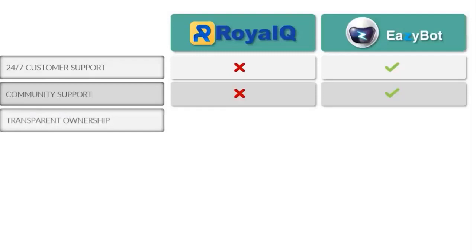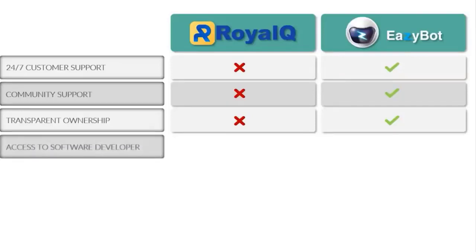Another big deciding factor, especially in the context of sharing a crypto trading bot with others, is transparent ownership of who is actually behind the company. With Royalq, it remains anonymous. However, with Easybot, they're fully transparent out in the open for everyone to see. For me, in terms of trust in the longevity and sustainability of a company, I like to have the owners out in front where they can be held accountable for their actions, whereas with Royalq, we don't know who's behind the company. In terms of access to the software developer, we don't know who coded it with Royalq.